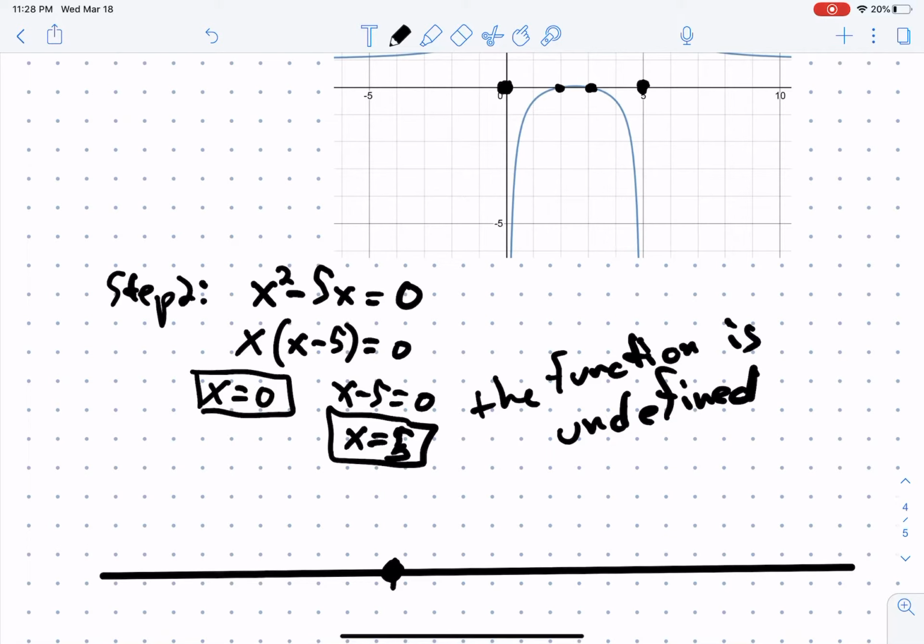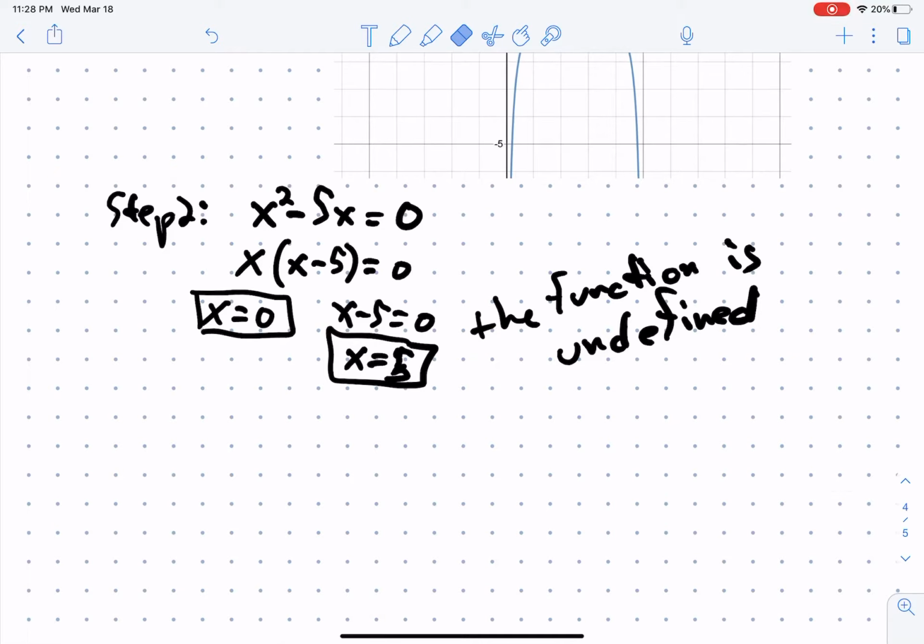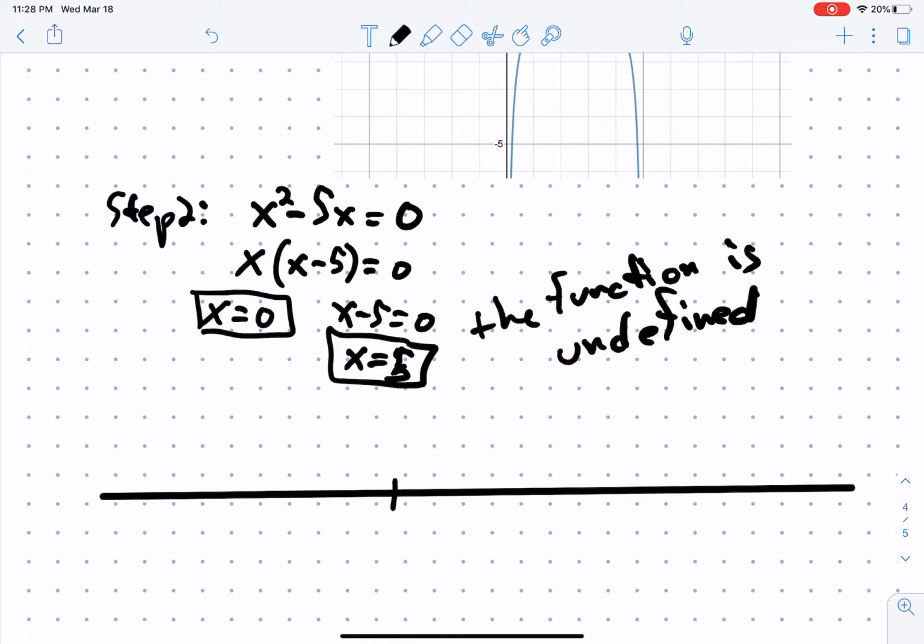That was one of the places that was undefined. And since it's undefined there, we're not going to be including that number in any of our solutions, because we only want places where it's defined. So instead of putting a solid dot there, I'm going to put an open dot there. And that open dot is going to be really helpful to us later. It's going to let us know that this is a place where the function is not positive, it's not negative, it's undefined. So that was at x equals 0. And there's another one down here at x equals 5. I'm going to put an open dot there as well.